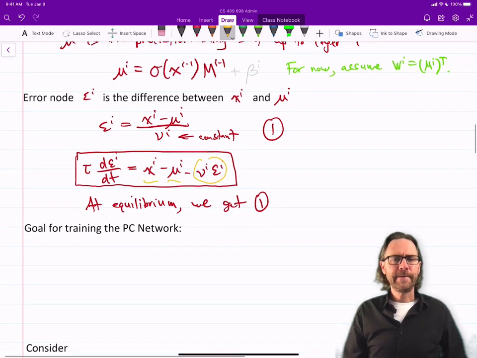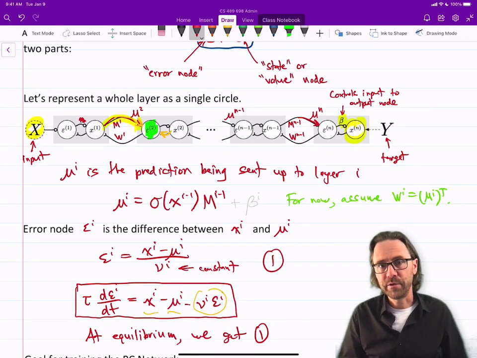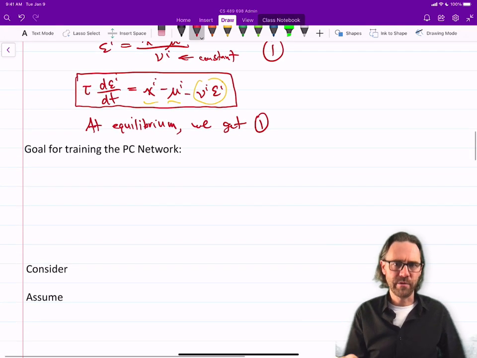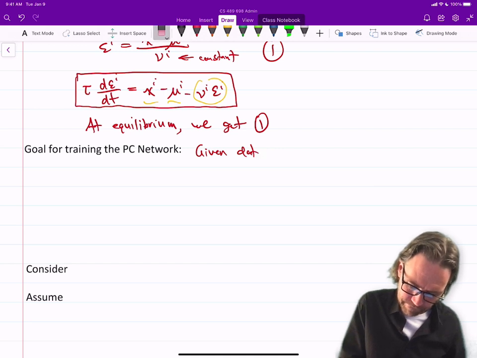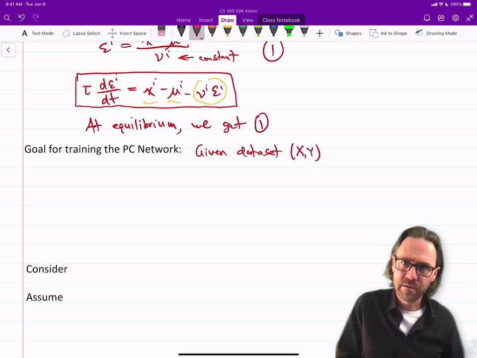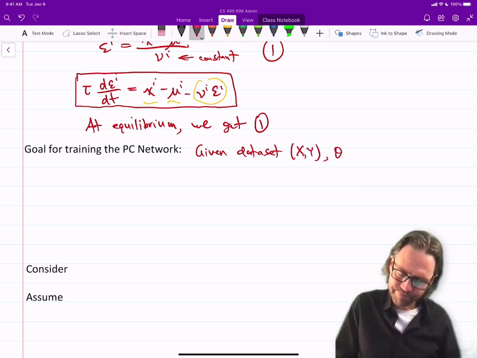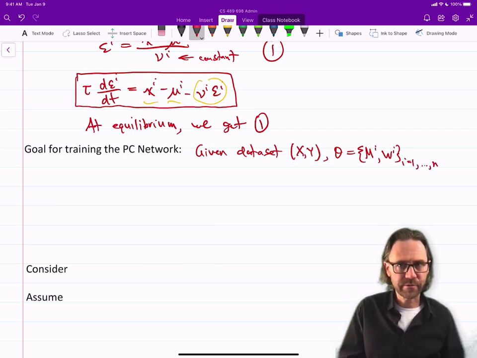Okay. So the goal for training the predictive coding network is basically, given some input, we want to predict the output. So written down in a more detailed fashion, given a data set x, y, and a set of connection weights and biases Mi, Wi, I equals 1 up to little n layers.